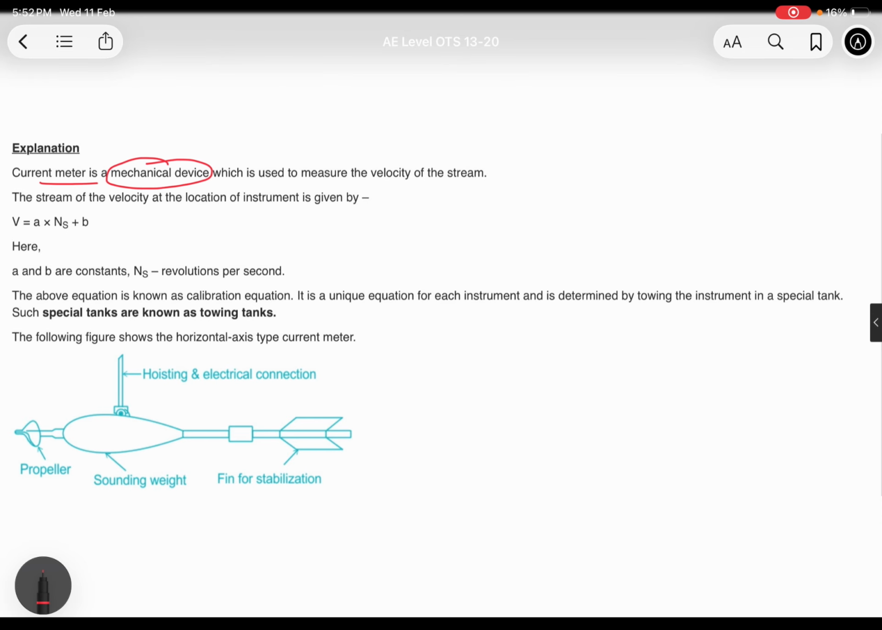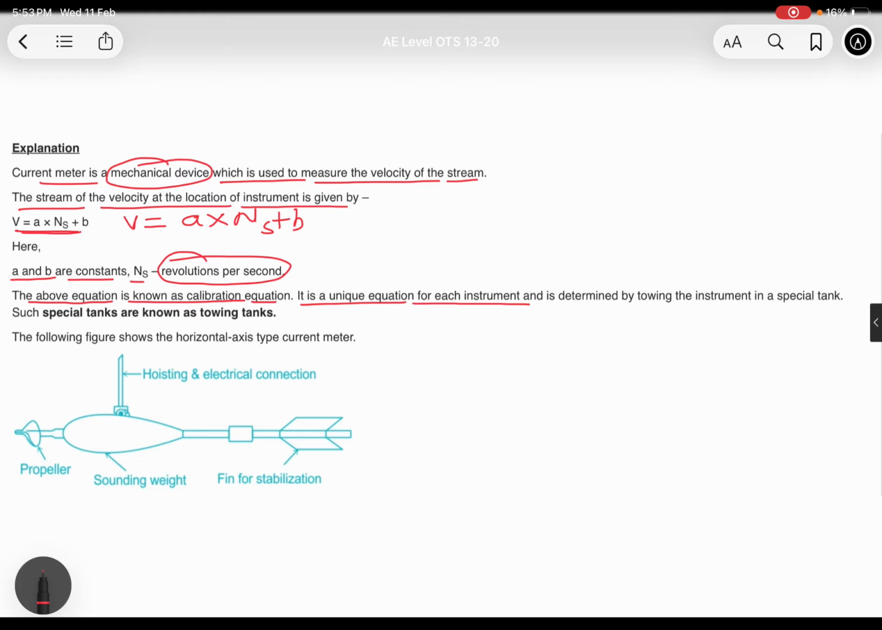A current meter is a mechanical device which is used to measure the velocity of a stream. The stream velocity at the location of the instrument is given by this equation: V equals a times Ns plus b, where a and b are constants and Ns is the revolutions per second. The above equation is known as the calibration equation. It is a unique equation for each instrument and is determined by towing the instrument in a special tank. Such special tanks are known as towing tanks.